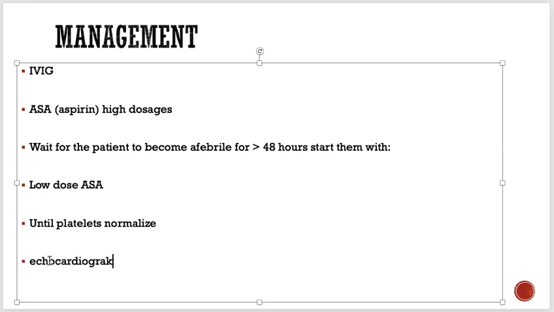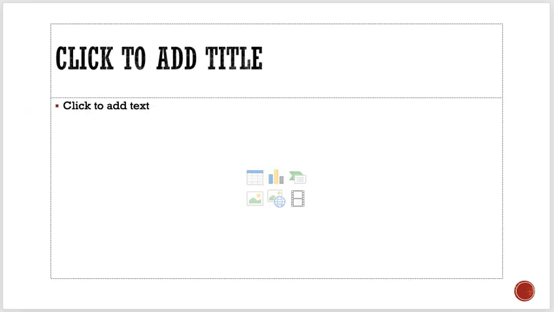Okay. And then, once this is done, we keep on doing their echocardiogram periodically, time by time, usually at 2 weeks and 6 weeks, just to see if they have developed any cardiac aneurysms.